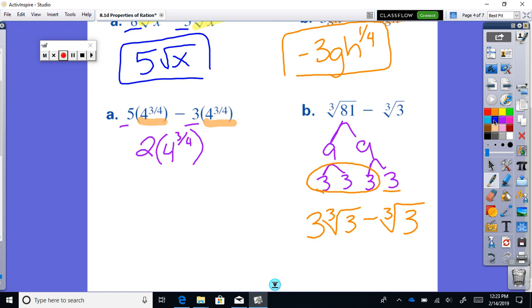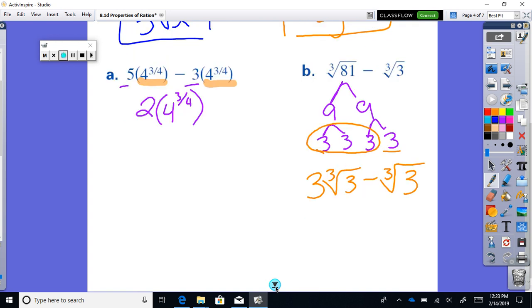Now, this one throws off some kids sometimes because in your mind you're thinking, well, the cubed root of 3 minus the cubed root of 3 is 0. It looks like you get 0 there. But you have to remember that we have an implied coefficient. These aren't going to just cancel. I need to only add and subtract the coefficients.